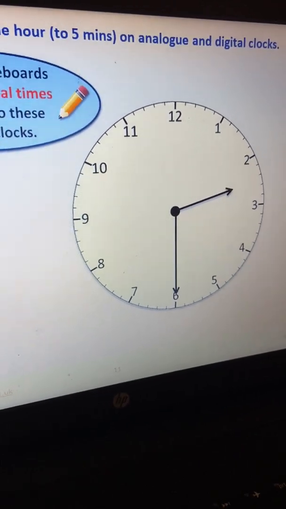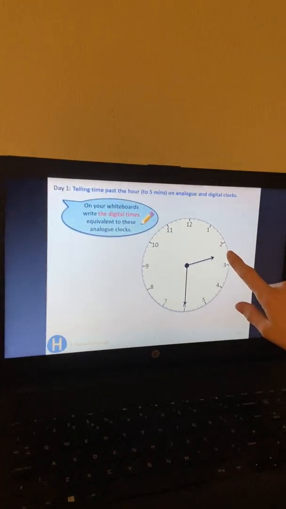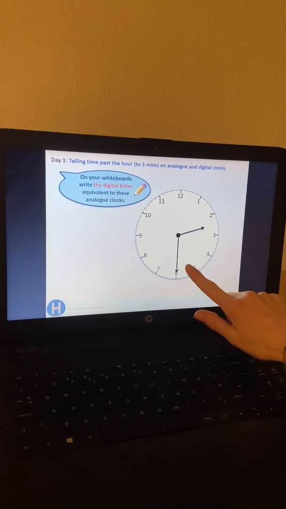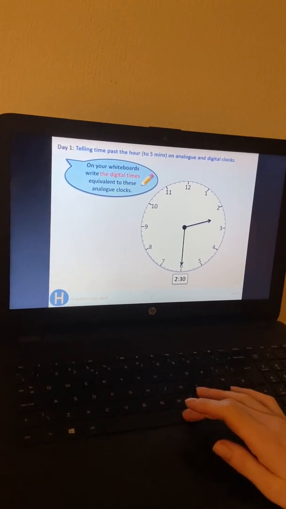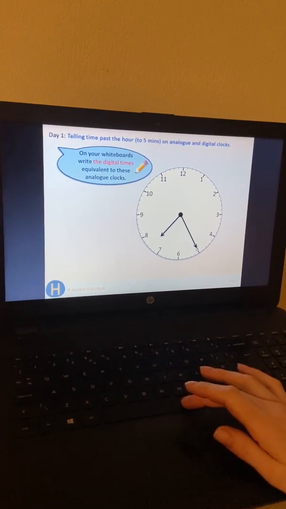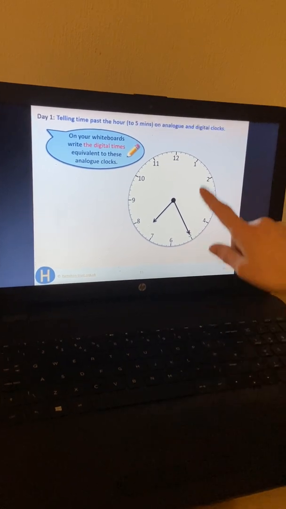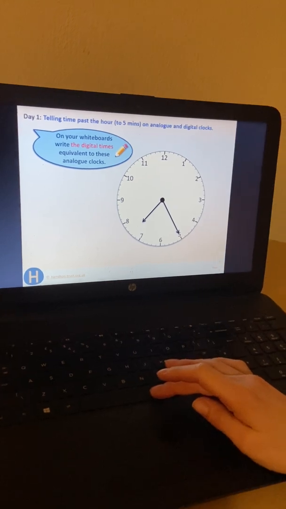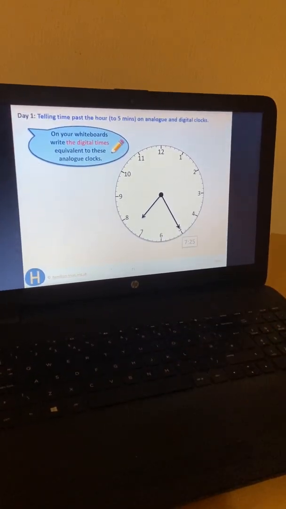Look at the hour hand first. It's just past the 2, so we know it's going to be 2 ... 5, 10, 15, 20, 25, 30. So you're going to write 2 ... 30. 2:30. Look at the hour hand first. It's just past the 7, so it's going to be 7 ... Count around in your 5s. 5, 10, 15, 20, 25. Therefore, it's going to be 7 ... 25. Should we check? 7:25.